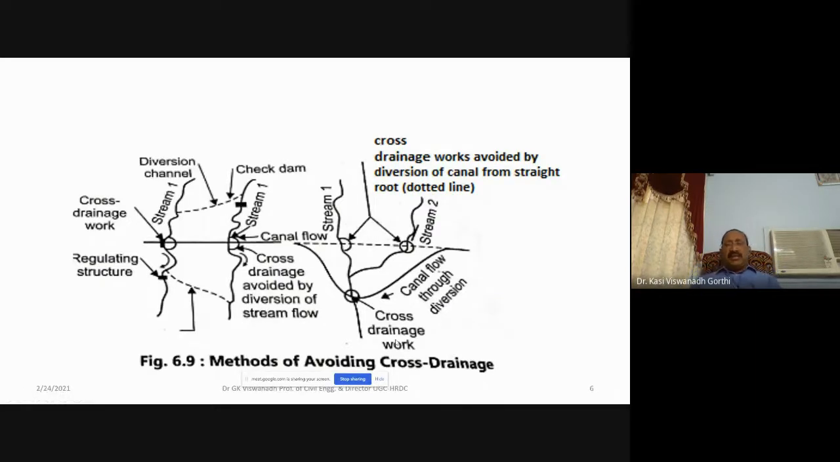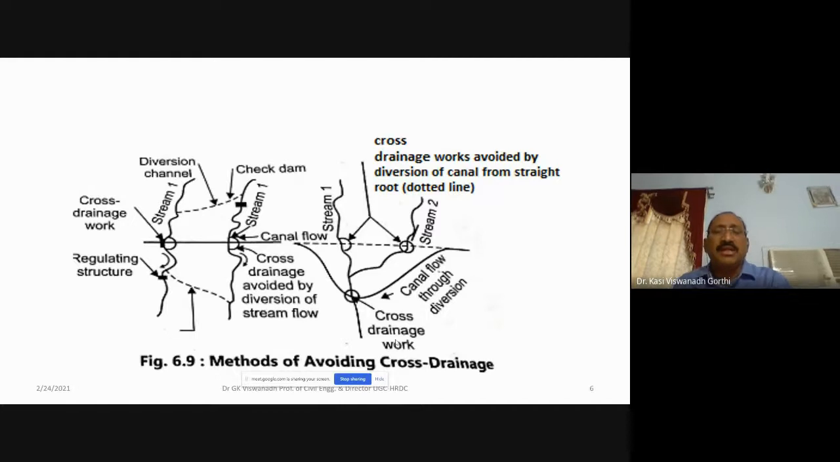Here is a case where you may see how a cross drainage work can be avoided. One small example is shown here. In this figure, you have stream 1 and stream 2. Across these, there is a canal flow. The canal is crossing stream 1 at this junction, and the same canal is crossing stream 2 at this junction, and the canal is moving.